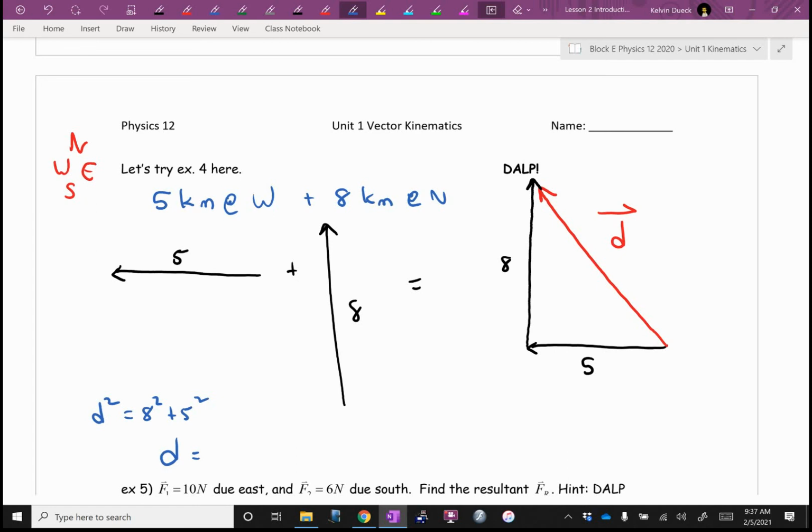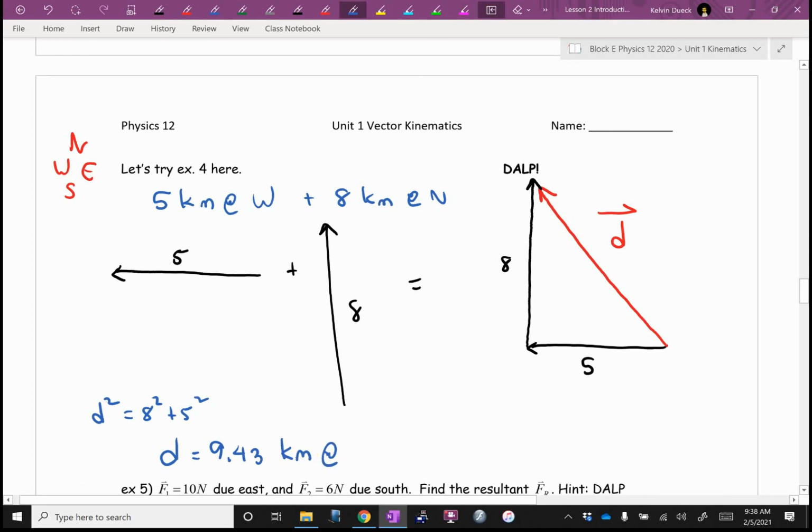5 squared plus 8 squared. I can't do this one in my head. Well, maybe. 64 and 25. So, is it 9 point something? Give it to me to 3 sig figs. 9 point what? Is it 9.43? Is that what you said? Sorry, keep the masks on, just talk a little louder. 9.43 units. Kilometers.